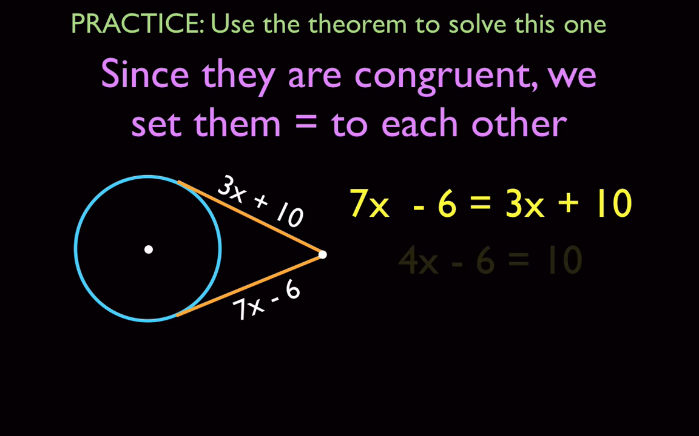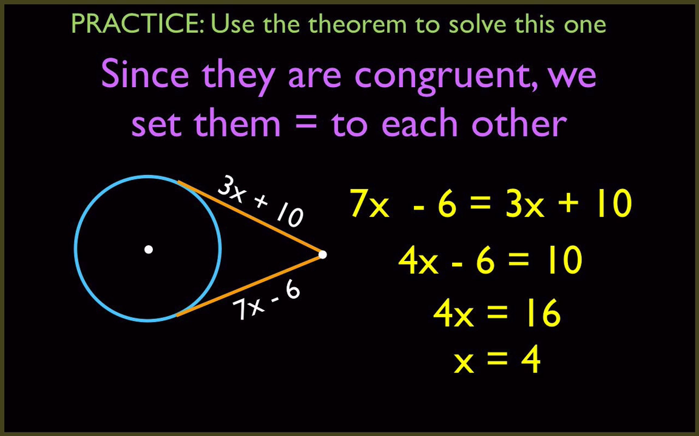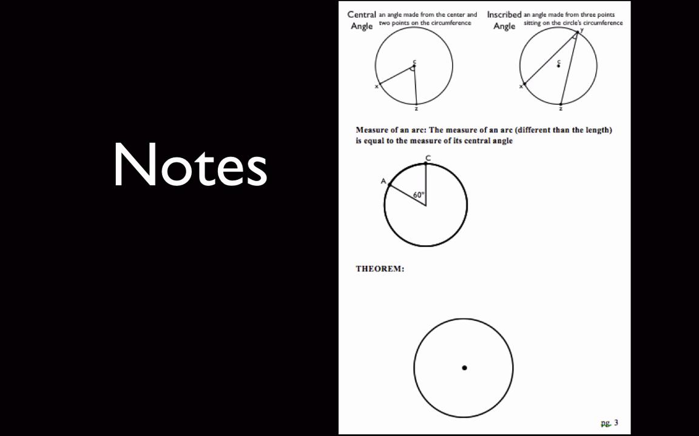We'd subtract 3x from both sides, add 6, and divide by 4, and we get x equals 4. If I then asked you to figure out exactly what the segment was, you would just take that 4 and plug it into one of them. 3 times 4 plus 10, and you would figure out that each one is going to be 22.